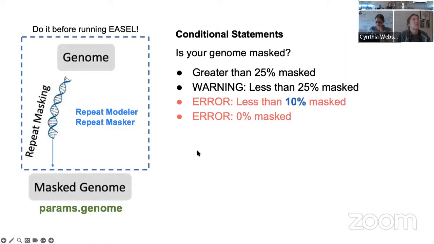But let's talk about some of the conditional statements that also require a genome assembly. As I had mentioned before, we want you to repeat mask your genome. You can do that with RepeatModeler or RepeatMasker, or it can come pre-soft masked for you.